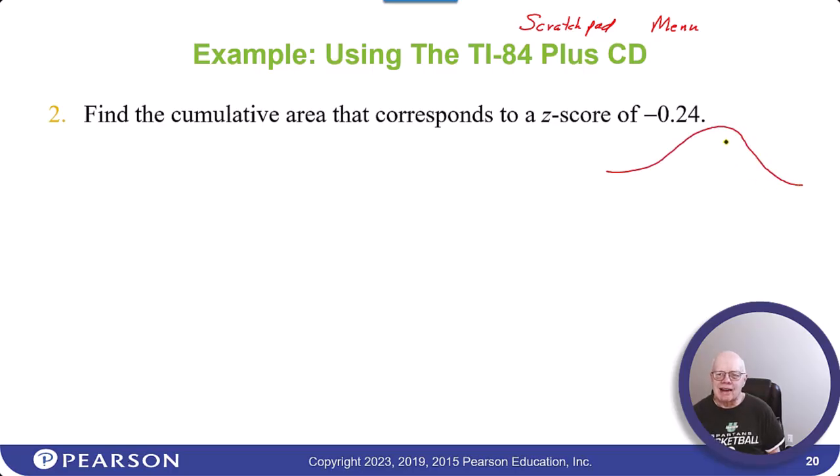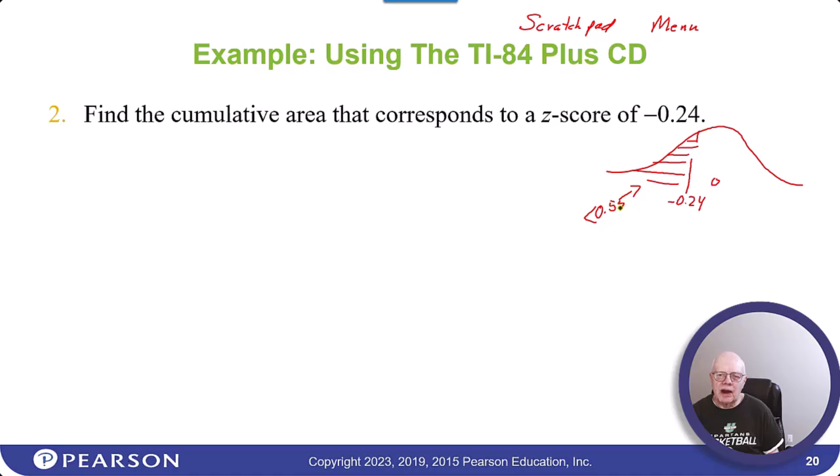0 is in the center. Where's the negative 0.24? Well, to the left of it. So somewhere like this is negative 0.24. Our cumulative area is going to be everything to the left. I guess I can shade this in. Now notice right off the bat, this is not as much as half. It's going to be less than half.